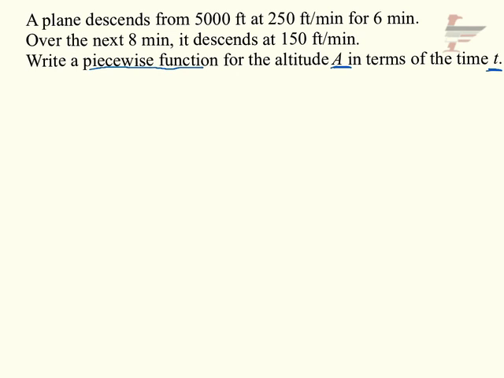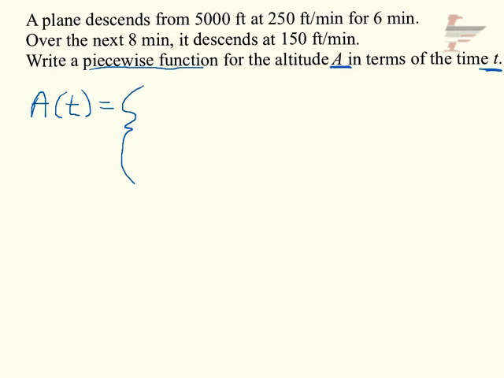So in other words, the height of the plane is dependent on how much time it's in the air. So I know I'm going to do a piecewise function. I know it's going to be altitude in terms of time, so A sub t. And it looks like I just have two pieces, and I know that because I have two different rates here. I have a descent of 250 feet per minute, and then later on it's slowing down to a descent of 150 feet per minute. So I'm going to start, and I'll use two different colors so you can follow.